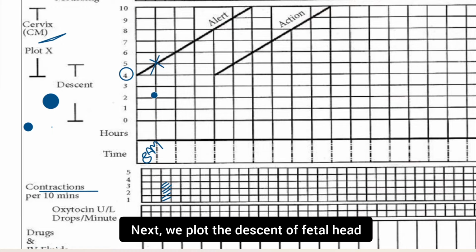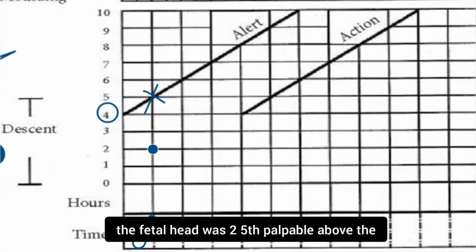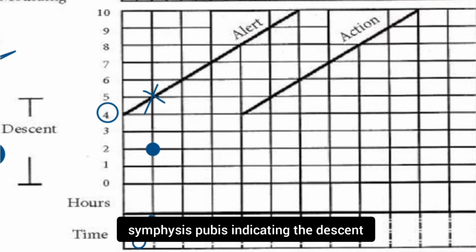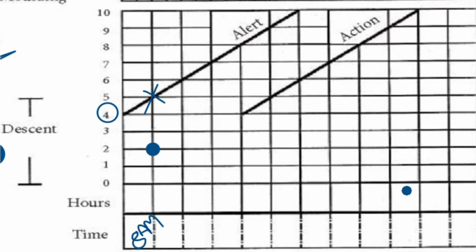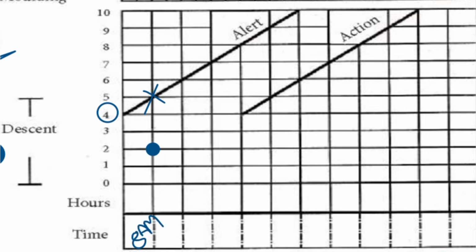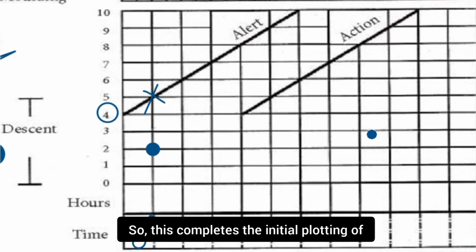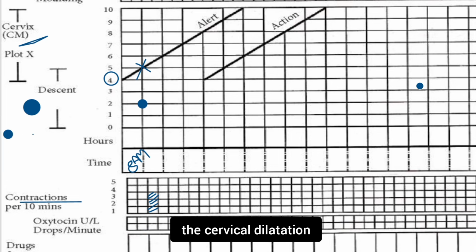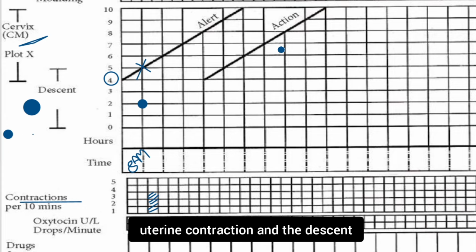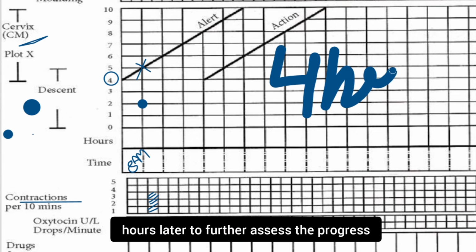Next, we plot the descent of fetal head. On abdominal examination, the fetal head was 2/5 palpable above the symphysis pubis, indicating the descent. We mark this with an O directly below the same vertical line where we plotted X for the cervical dilatation. So this completes the initial plotting of the cervical dilatation, uterine contraction, and the descent. The next vaginal examination will be performed 4 hours later to further assess the progress.